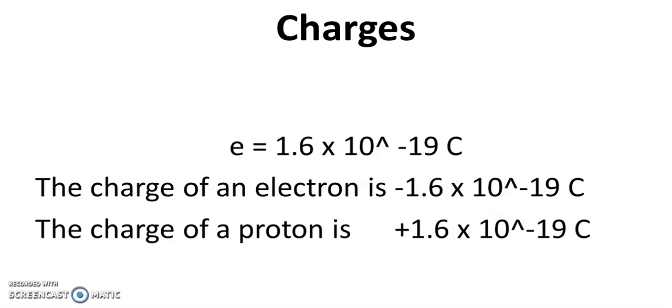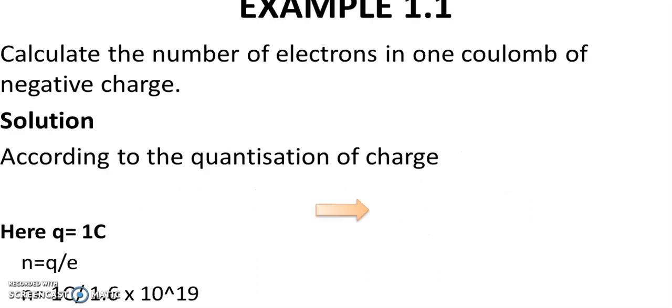Now let us see an example. Let us solve this problem so that we can understand this concept even better. Calculate the number of electrons in 1 coulomb of negative charge. In order to calculate the number of electrons, first, according to the quantization of charge, I need to write the formula, which is Q is equal to n e. Since I want to find the number of electrons, I am changing the formula as n is equal to Q by e.